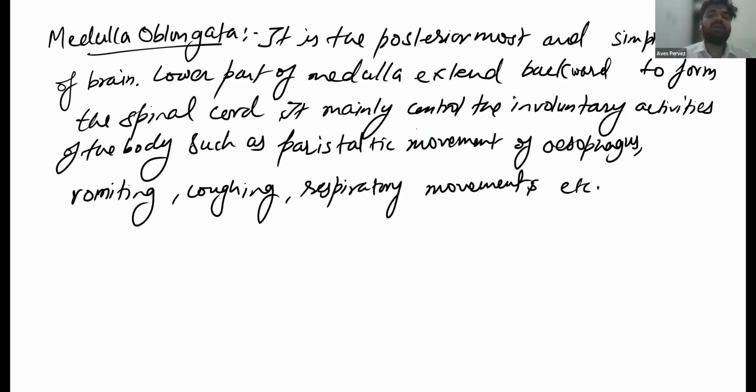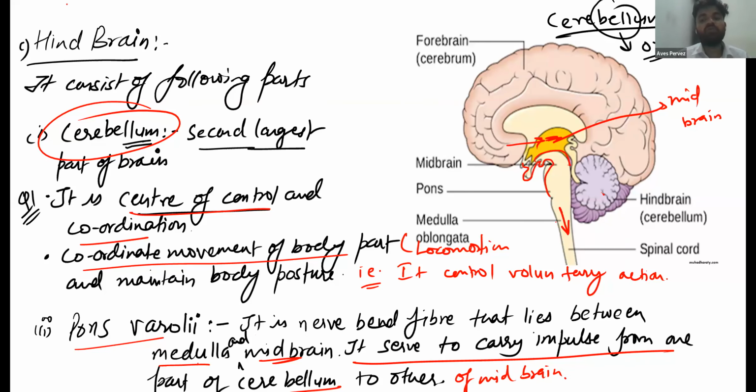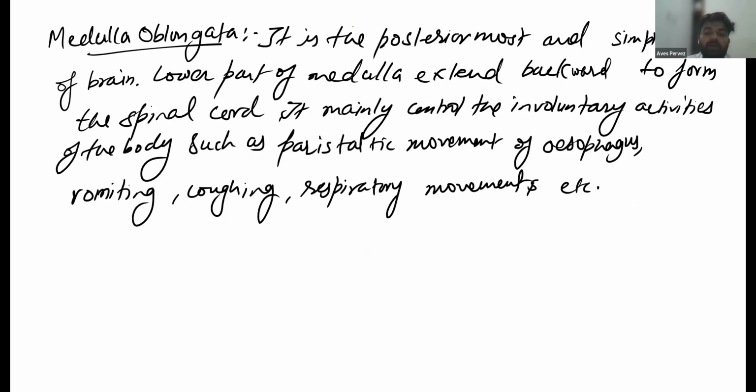It is the lower part of the brain, and from it the spinal cord arises. So if it is asked from which part of the brain the spinal cord arises, that is the medulla oblongata. The spinal cord is the extension of the medulla oblongata. So it is the posterior-most, meaning the last part and the simplest part of the brain.